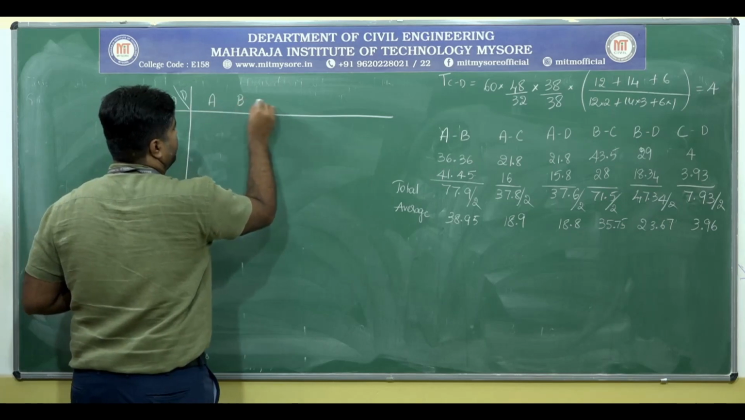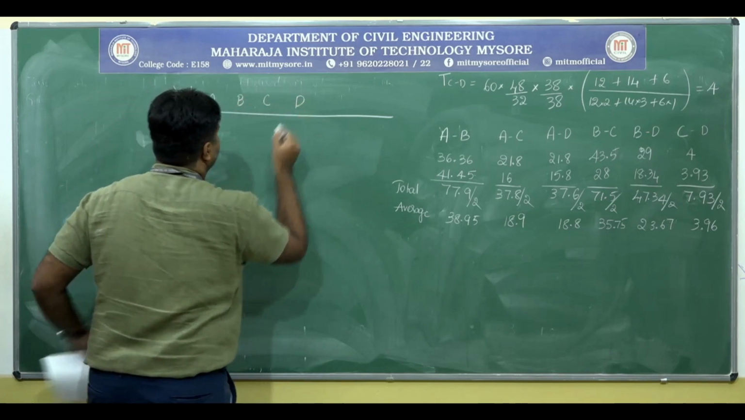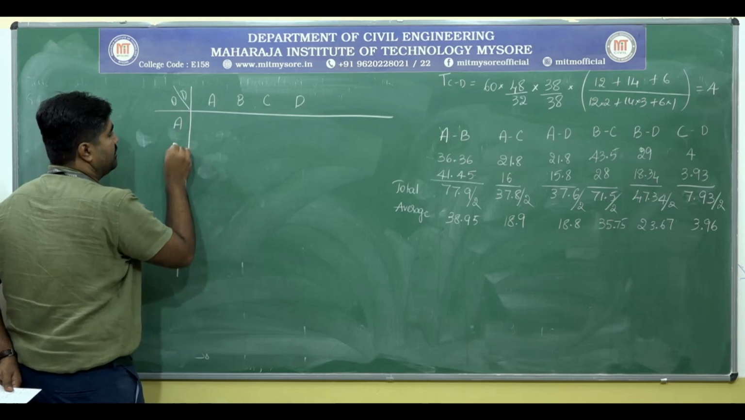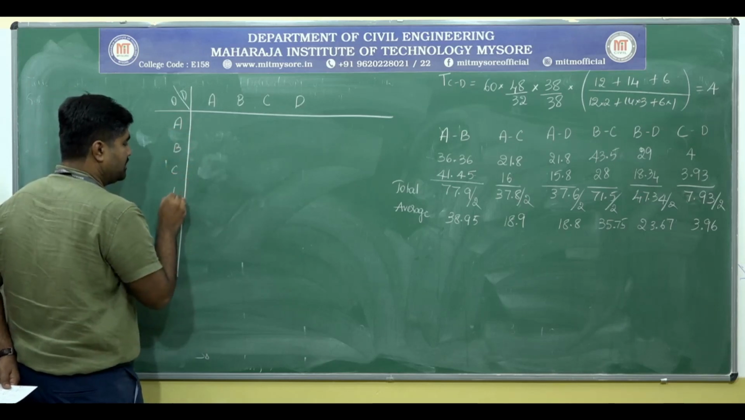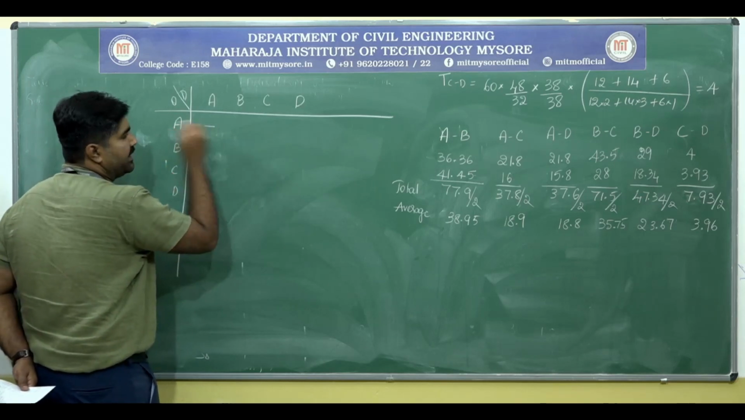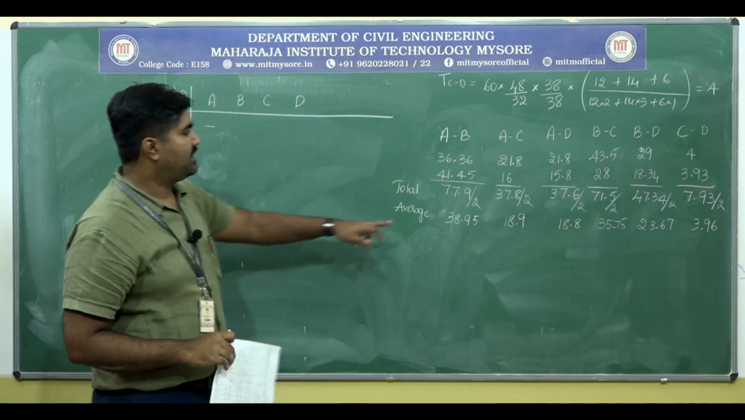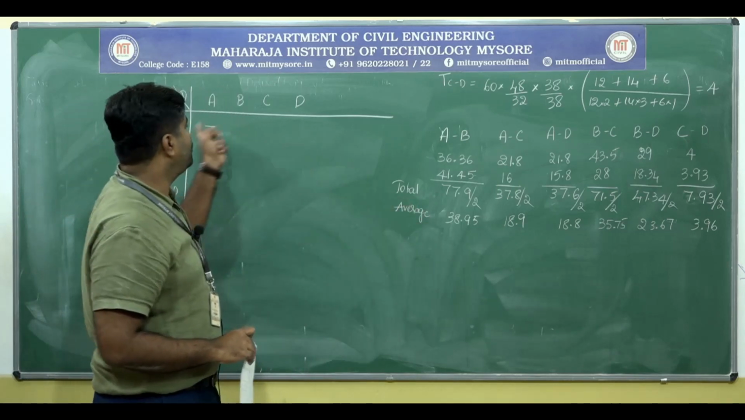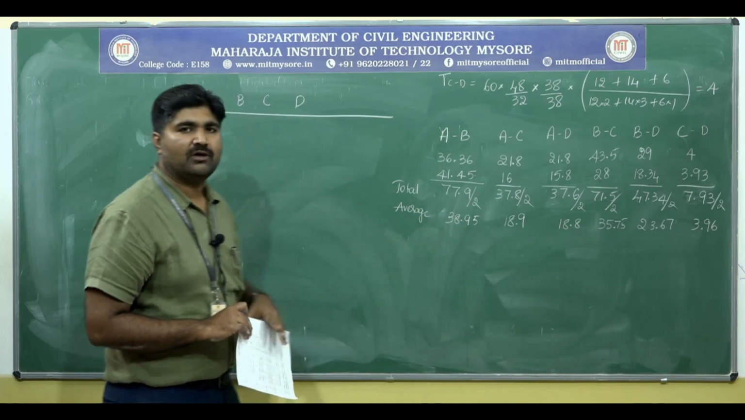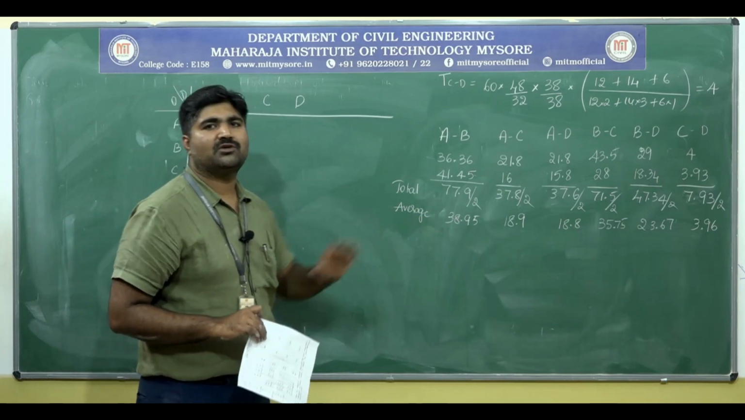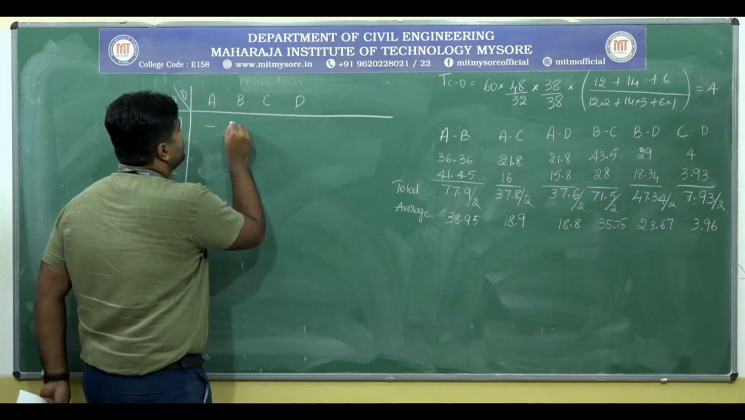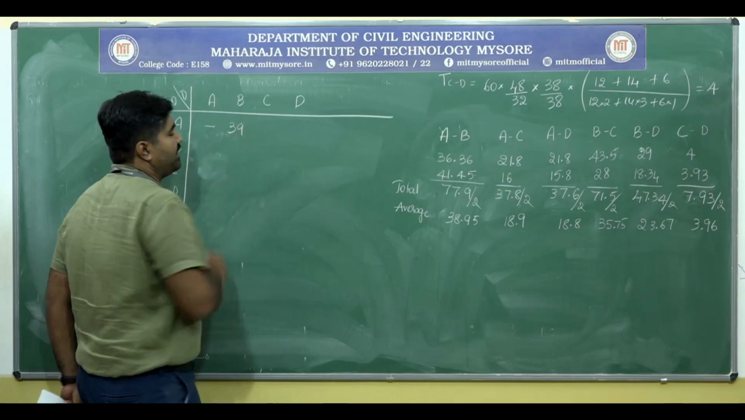A, B, C, D. A, B, C, D. See, there is no trace between A to A. Now you have to enter this value. Okay, A to B we have 38.95. Approximately it will be equal to 39. So I am writing 39.